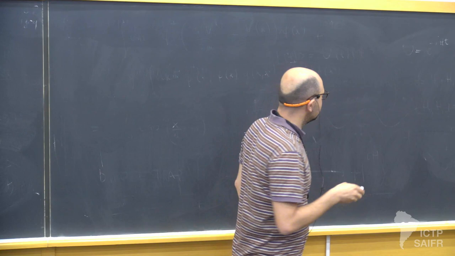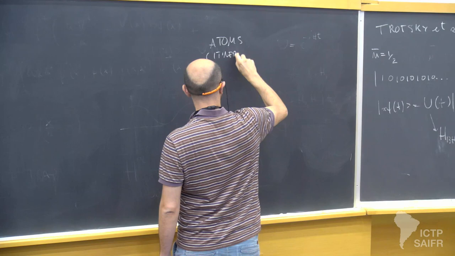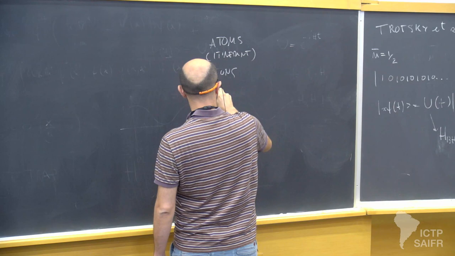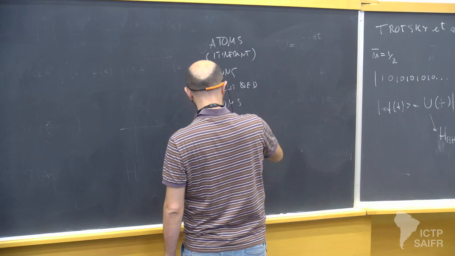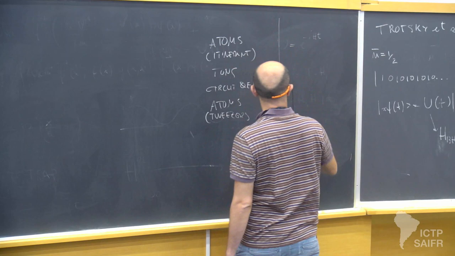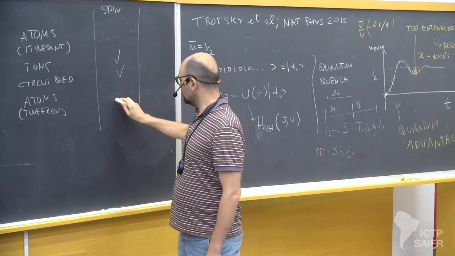So maybe let me try to build a table. Here you can have atoms which are itinerant, and ions, circuit QED, and here you have instead atoms which are static or in tweezers. Now this also includes Rydberg. I would say that in terms of spin systems, all of them can do them. There are systems which are almost perfect for this: ions, circuit, and atoms in tweezers.